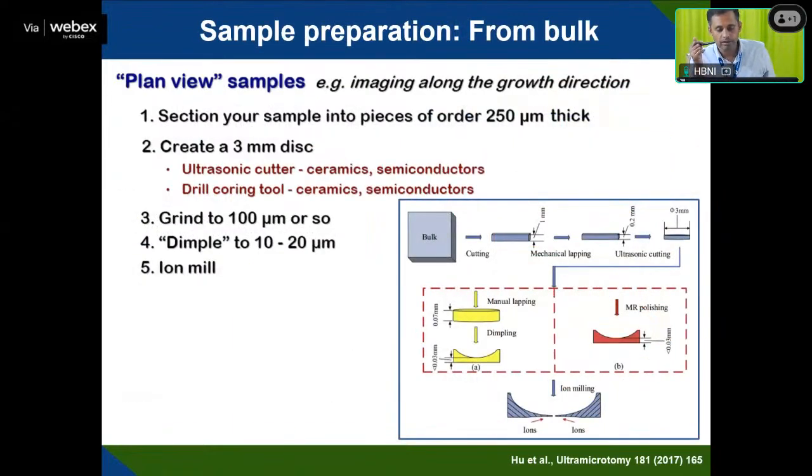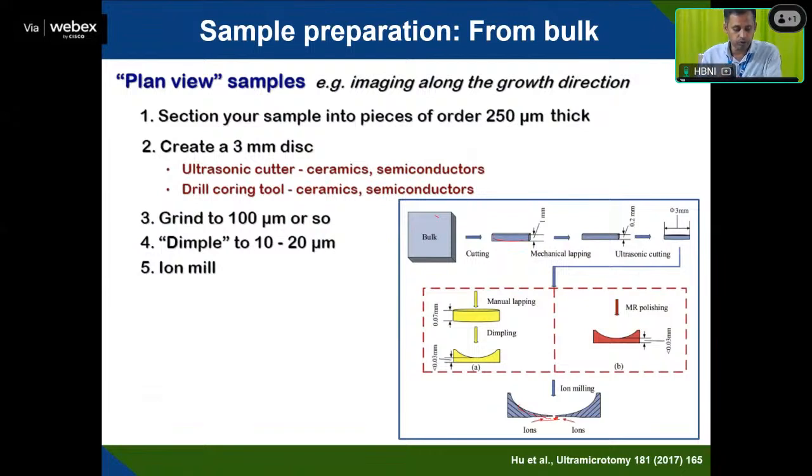So sample preparation is quite difficult in case of TEM. In case of TEM, if you have a metallurgical sample, a bulk sample like steel or something, then you cut it into small pieces, then mechanical lapping, ultrasonic cutting, you have to cut a very, very small thickness. Then you have to do this manual lapping, keep on cross section, and ion milling, you have to mill the top surface, remove the top layer, and finally you'll get a very, very thin cross section.